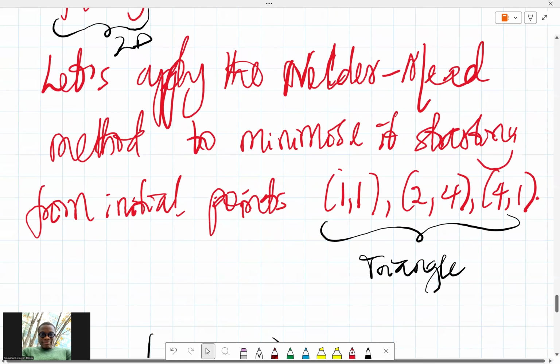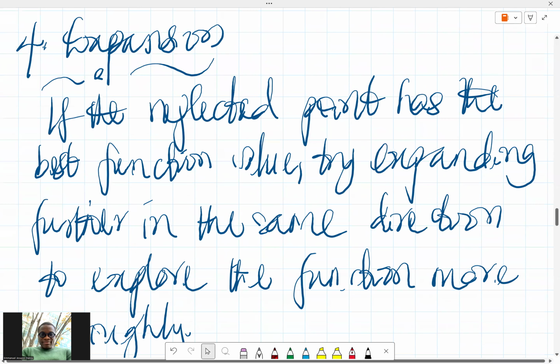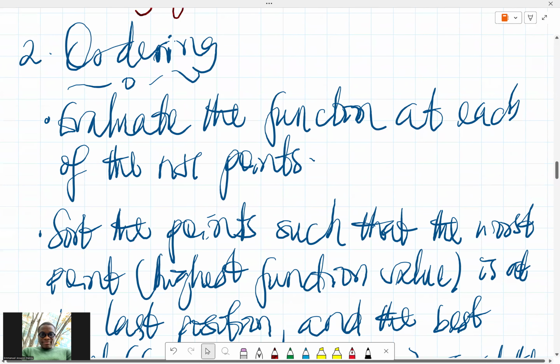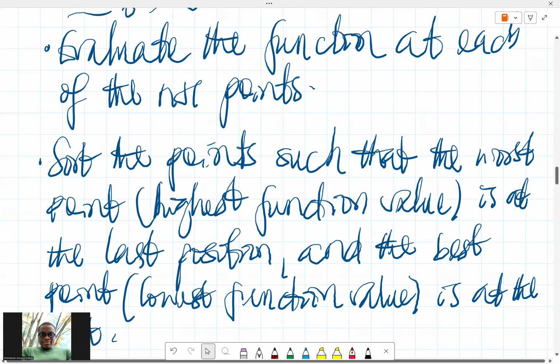If you follow the steps, after evaluating at all those points, the next thing we want to do is sort. So we have to order. Evaluate the function at each of the n plus 1 points. We are looking for x and y, so we have 3 points because 2, we are looking for x and y. That's 2. Then add 1, you get 3.